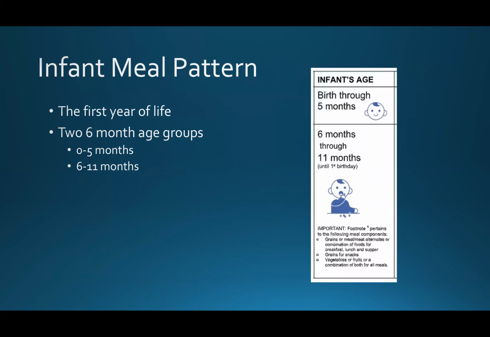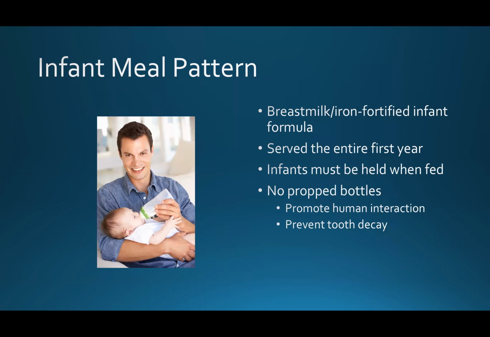The first year of life is divided into 2 6-month age groups with meal pattern guidelines for each. Breast milk and/or iron-fortified infant formula must be served for the entire first year. Infants must be held when they are fed and should never be left with a propped-up bottle, since infants need human interaction, and this helps to prevent tooth decay.